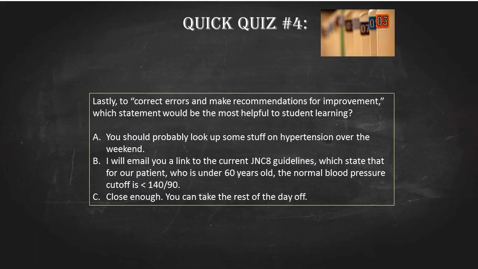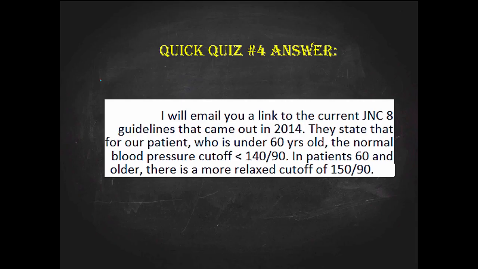Lastly, to correct errors and/or make recommendations for improvement, which statement would be the most helpful? The best answer option consistent with the 1-minute preceptor model would be to state, I'll email you a link to the current JNC guidelines. They state that for our patient, who is under 60 years old, the normal blood pressure cutoff is less than 140/90. If this patient were over 60, there is a more relaxed cutoff of 150/90.